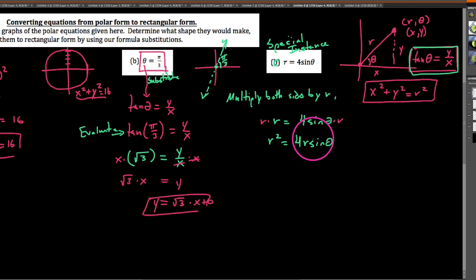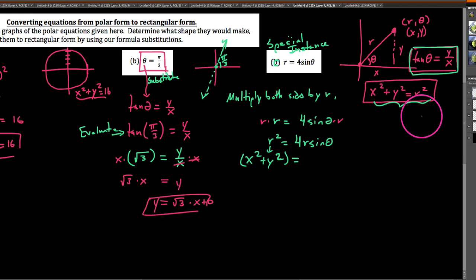Now, the reason why I chose to multiply through by an r is because, first of all, had we squared both sides, we'd have an r squared on the left. And no matter how you look at it, if you squared it or multiplied both sides by r, you can substitute in an x squared plus y squared for your r squared. That's one of our relationships over here.